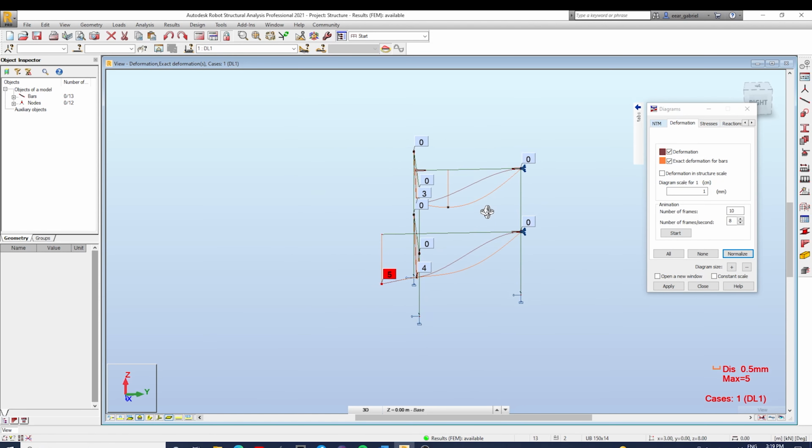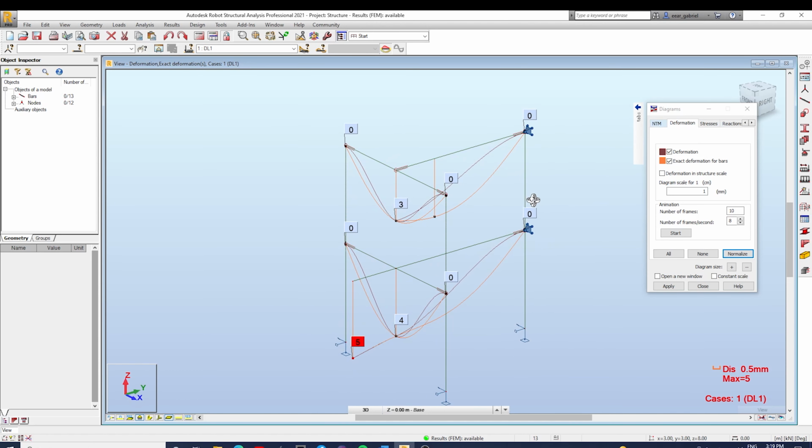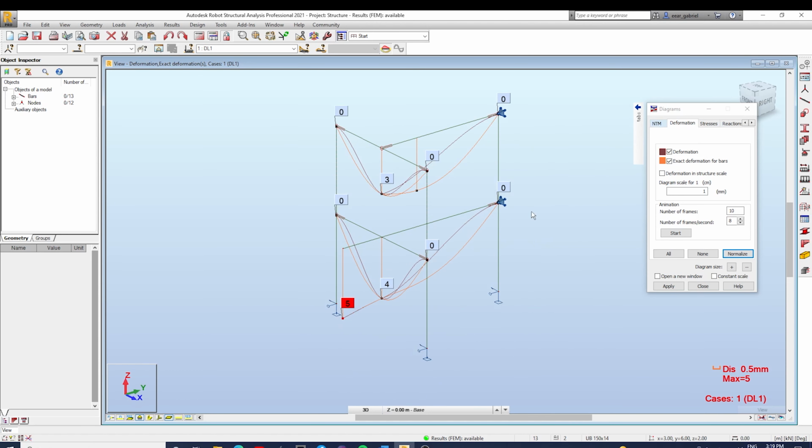Alright fellas, this was not a modeling tutorial, so anything that you learned here you can apply to any software. The principles are the same. If you understand releases, supports, the displacements or deflections, you can do that in any software. The only thing that changes will be the tools or the interface of the software.